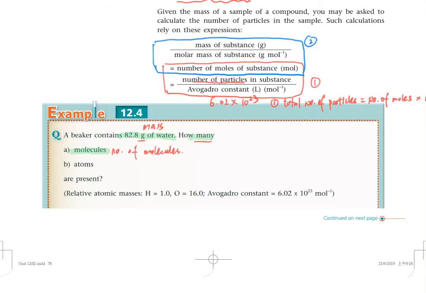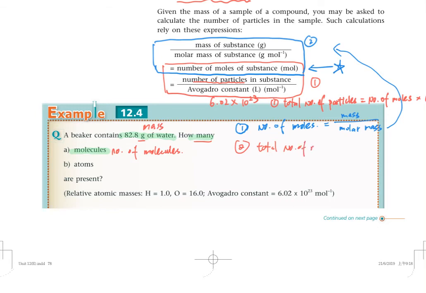So this question has two steps. The first step, we need to find out what the main parameter is. The main parameter is the number of moles, right? So firstly, we need to find the number of moles of water, by using the equation mass divided by molar mass. That means you use equation 2 to find the number of moles. Once you find the number of moles, the total number of molecules is equal to number of moles times 6.02 times 10 to the power 23. Then you can get the final answer.